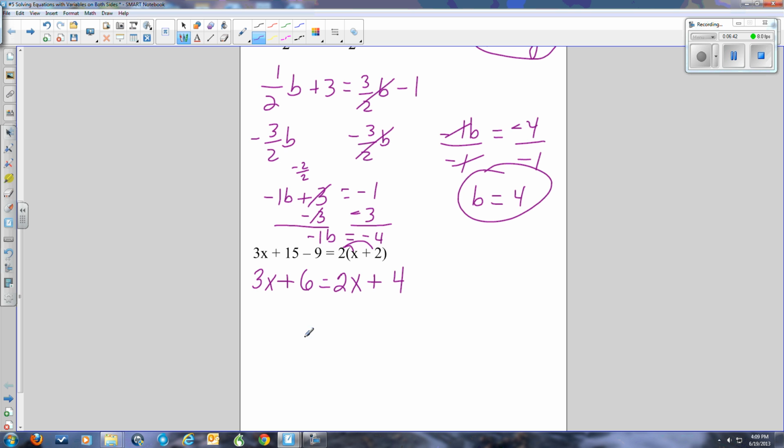So now we want to get all the x's onto one side. We're ready to start solving. Doesn't matter which side you move them to. I'm going to move my 2x. So I'm going to subtract 2x from each side. The x's on the right cancel, and 3x minus 2x gives you just plain old x. You can put 1x if you want. So we have x plus 6 equals 4. You want to get x alone, so we need to subtract 6 from each side. 6's cancel. We end up with x equals negative 2.